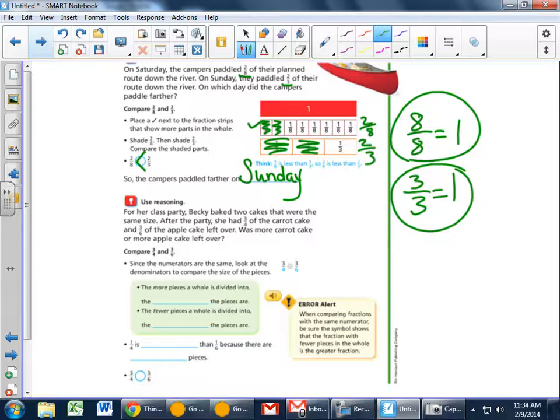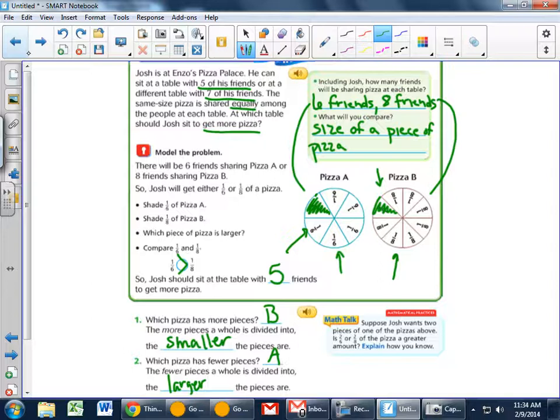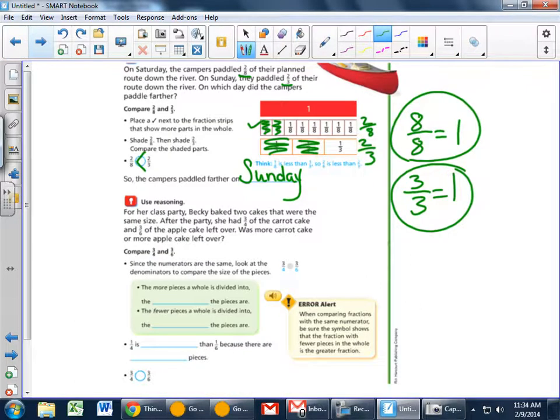So that's why they had us figure out on the other page, we go back, looking at this piece. So the more pieces in the whole, the smaller the pieces are. Okay, so we're going to look at how they do this. The more pieces a whole is divided into, the smaller the pieces are. And the fewer pieces a whole is divided into, the larger the pieces are.